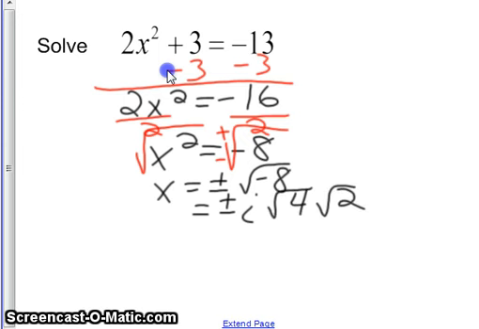I was going to ask you what factors make a perfect square, but Jeremy was already answering before I asked. Yeah. So 4 is the perfect square. So I wrote the square root of 4 times the square root of 2. What is the square root of 4? 2. So this is 2i radical 2. How did I do?